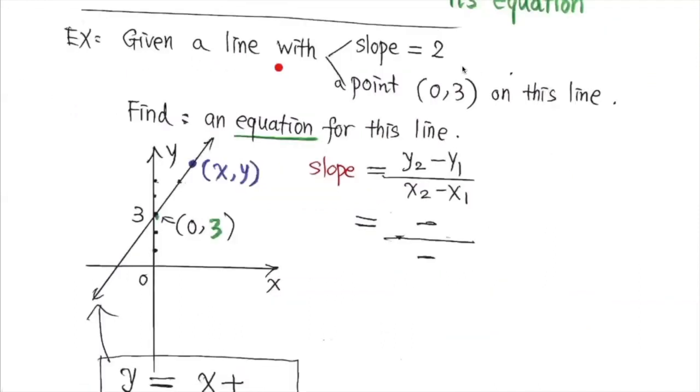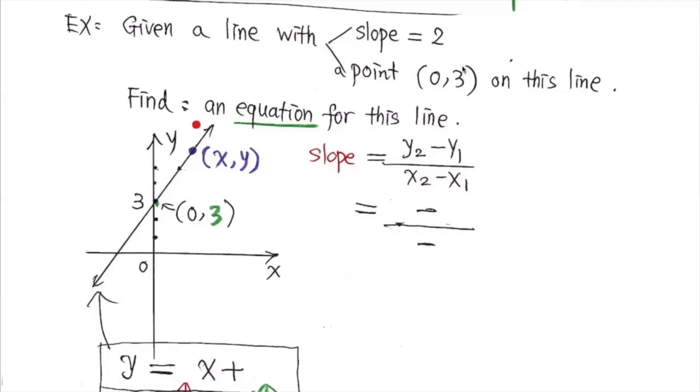For example, we are given a line with slope equal to 2 and a point on this line, (0,3). So this is a line passing through the point (0,3), and it has slope equal to 2. We are asked to find an equation for this line. So how do we do that? To find the equation for this line means we want an equation of x and y.